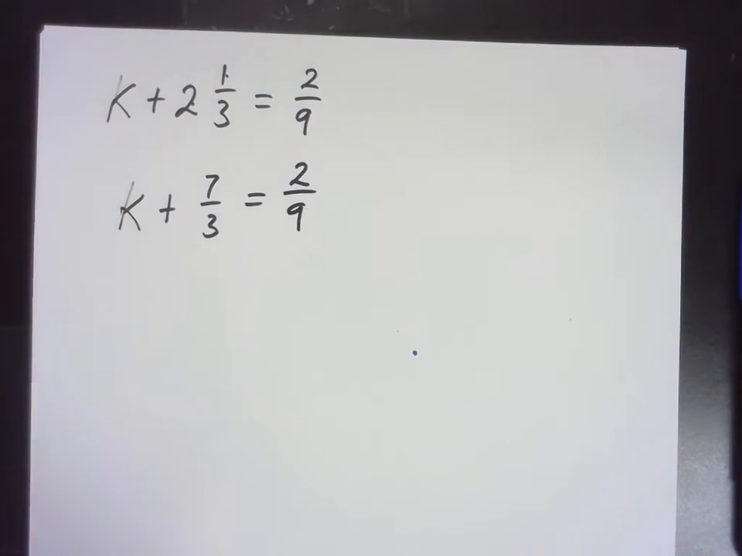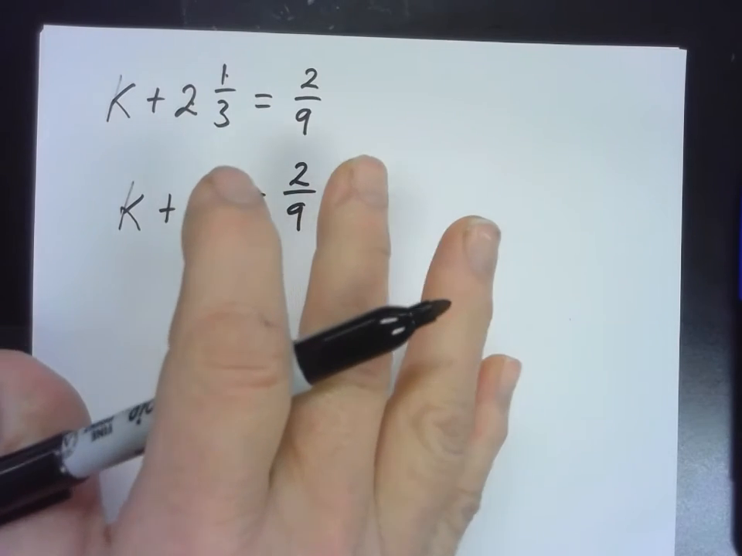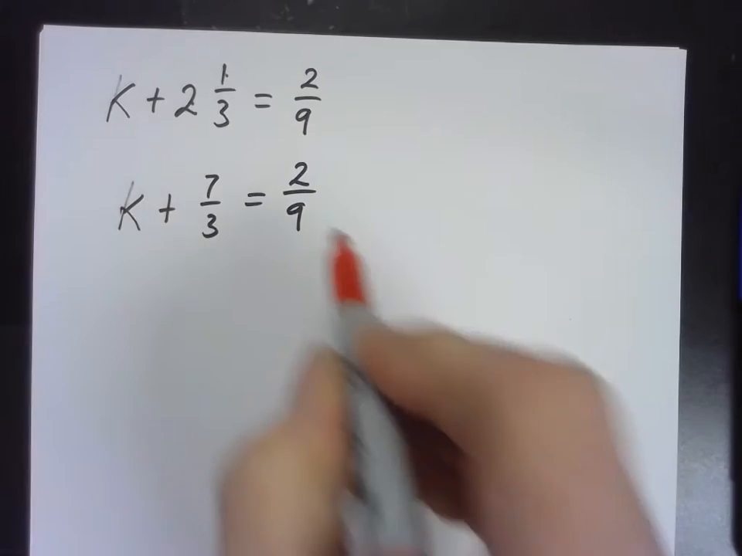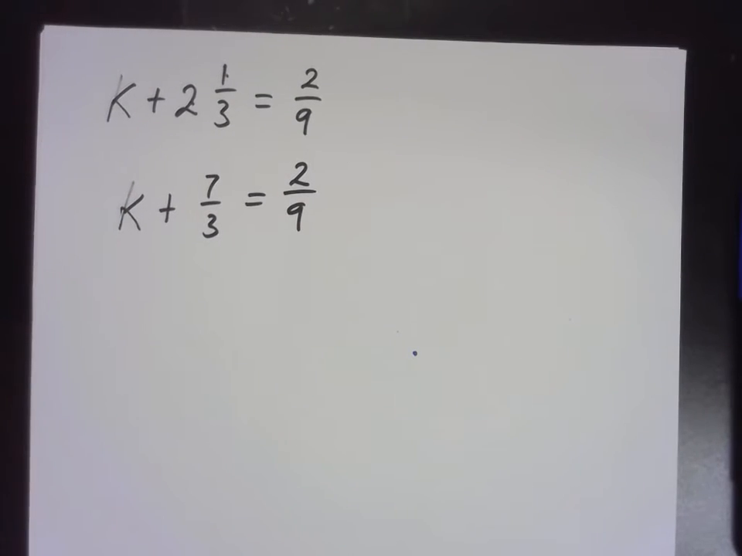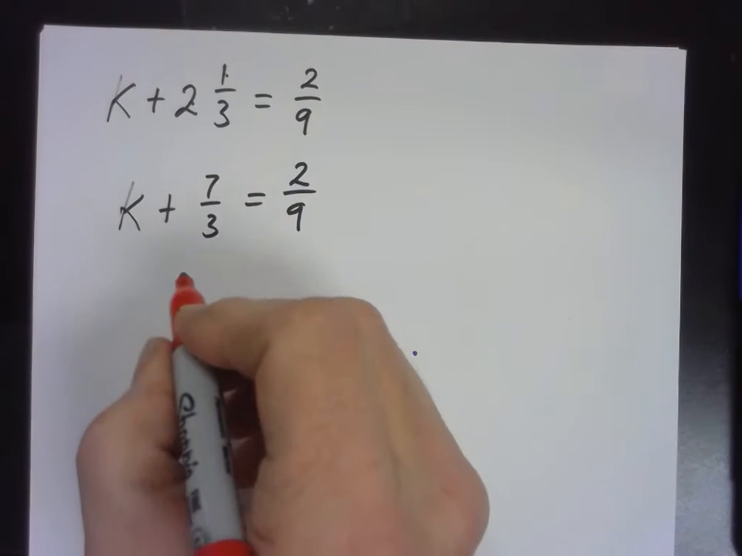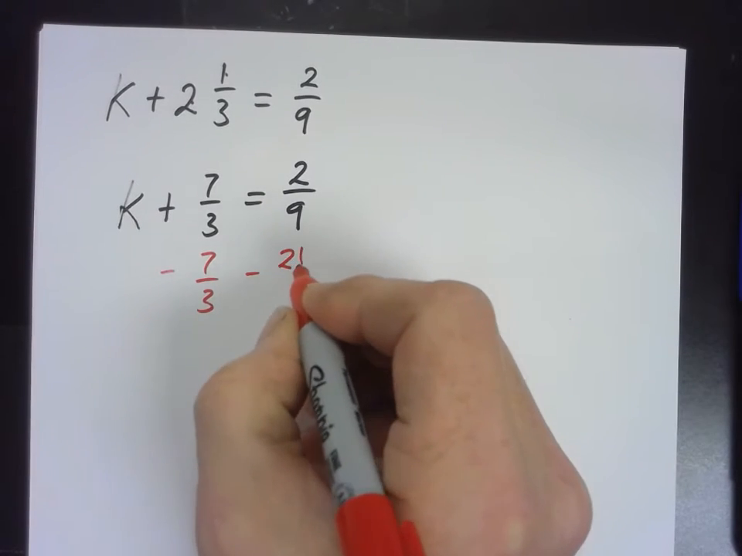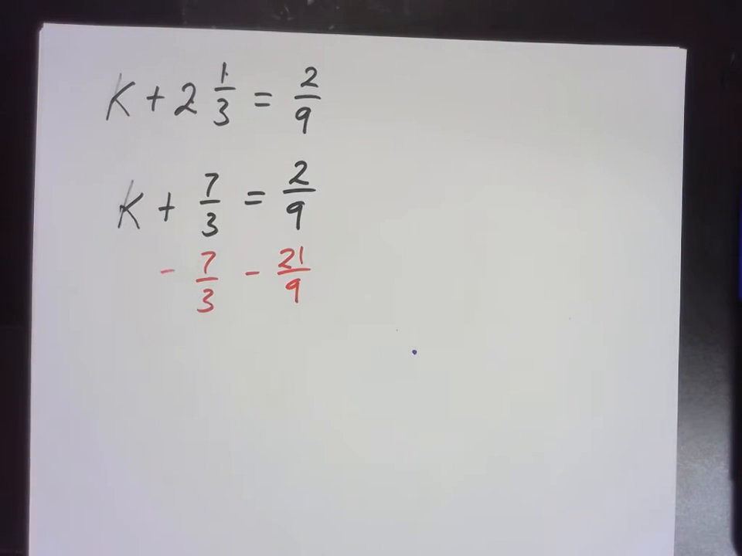So I would write them down this way. Now, it doesn't really matter in this particular case, but later on, you're going to have to multiply or divide, so we're going to do it this way. So this is what we would write down. And then what do I need to do to both sides of the equation? Subtract 7 over 3. Okay. Subtract 7 over 3. Subtract 21 over 9.